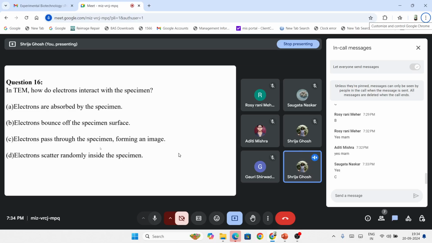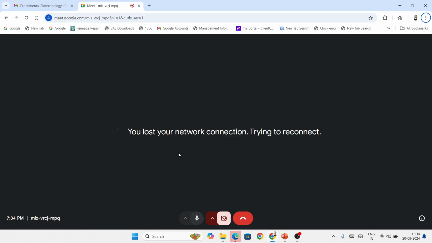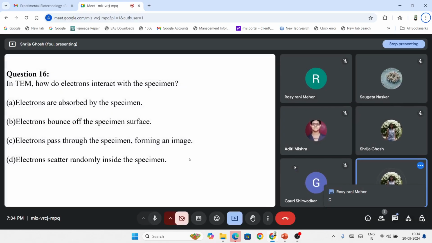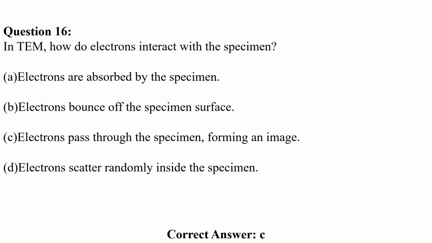Swagata says option C. Okay. Anyone else? Okay, Rosie also says option C. So option C is the correct answer. Electrons pass through the specimen.